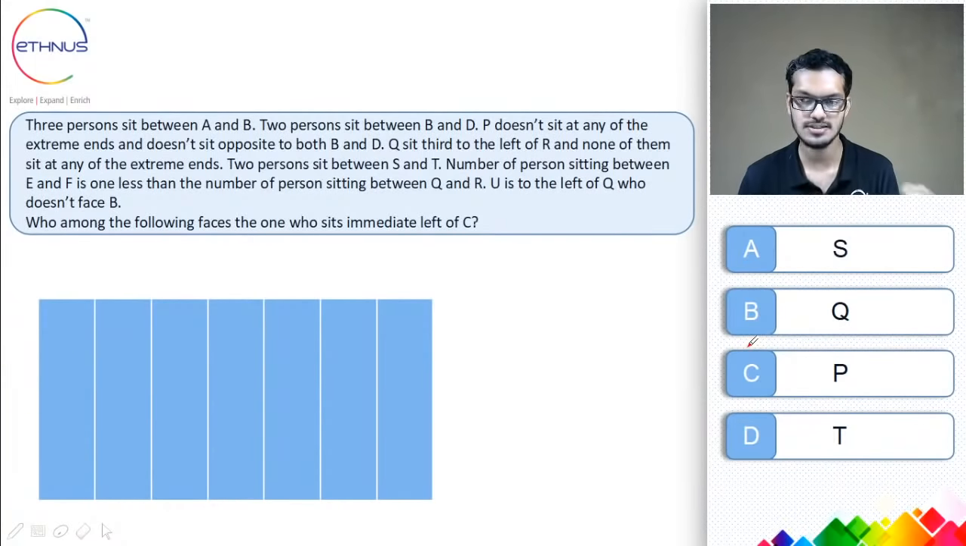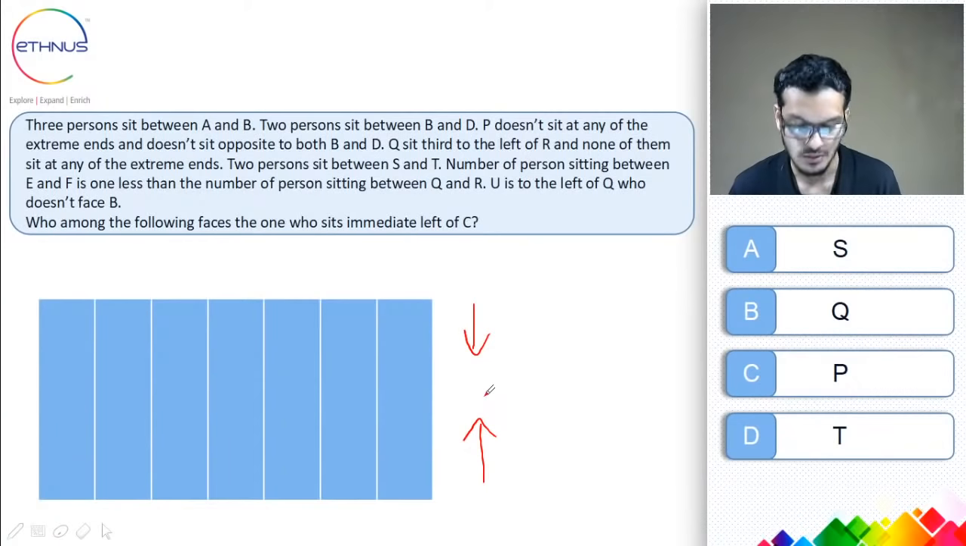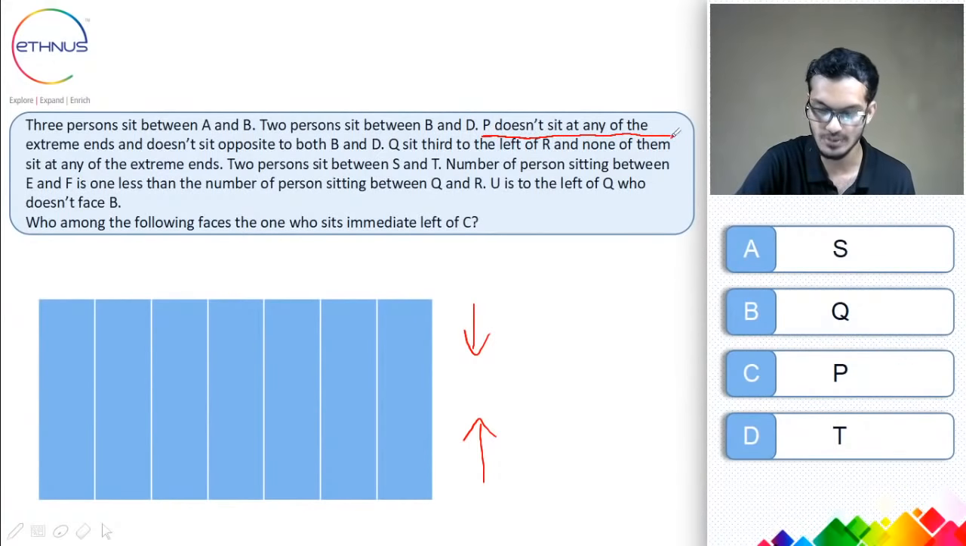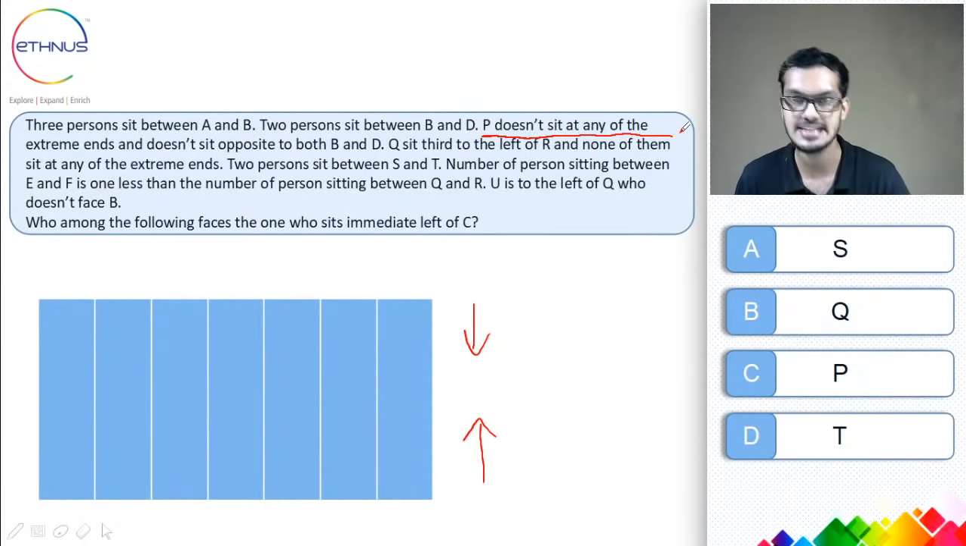Just start searching for the sentences where you are definite about a certain position. I'm going to take it that these people are facing south and these people are facing north, as mentioned here. So let's start adding a few values. Statements like "P doesn't sit at any extreme end" are negative, so don't attend to them first; keep them aside. Go for the one where you're sure about someone's position.